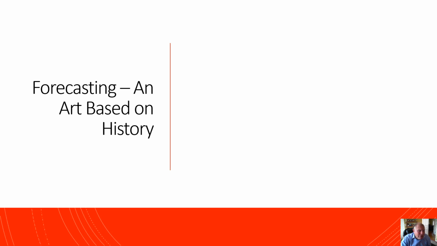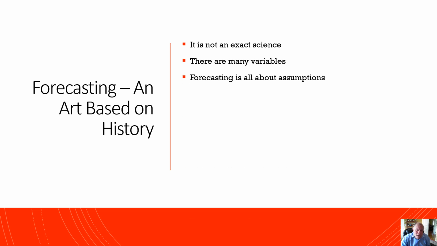Forecasting is an art based on history. It's not an exact science. There's always ranges. There's many variables. Forecasting is all about building assumptions and then applying assumptions to historical results. And at the same time, what is applying the assumptions to the strategies?